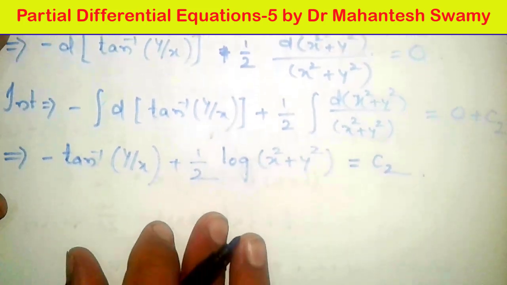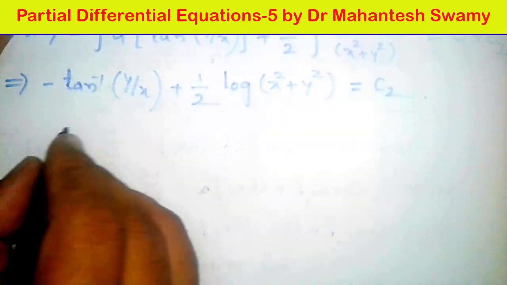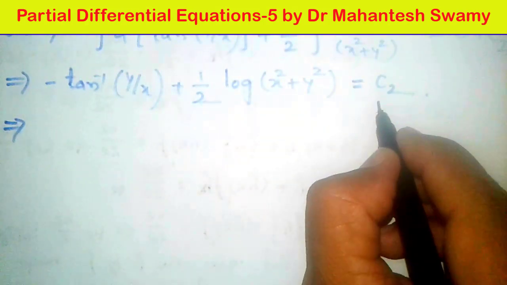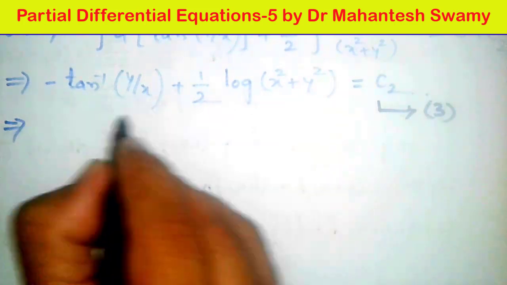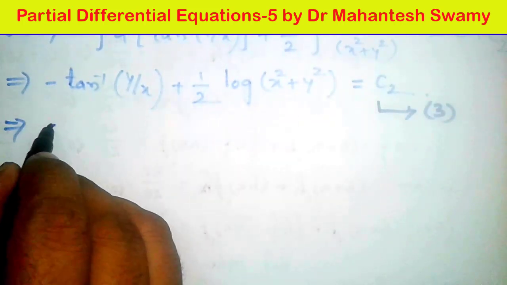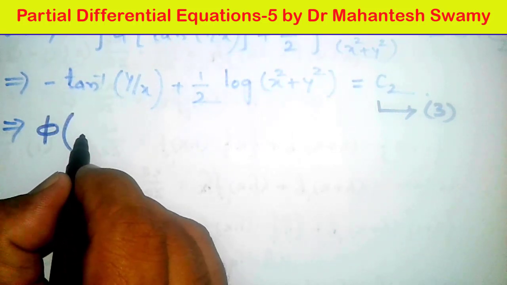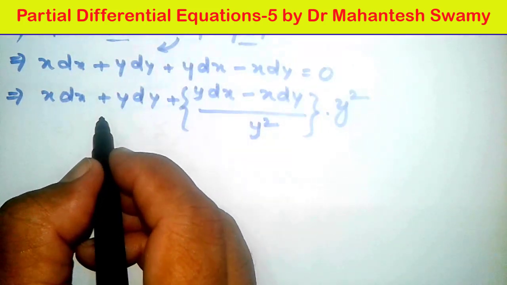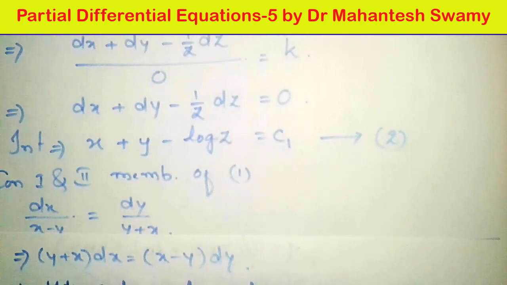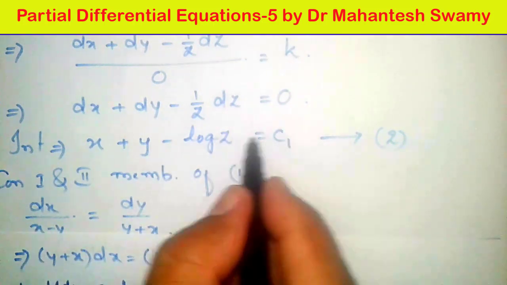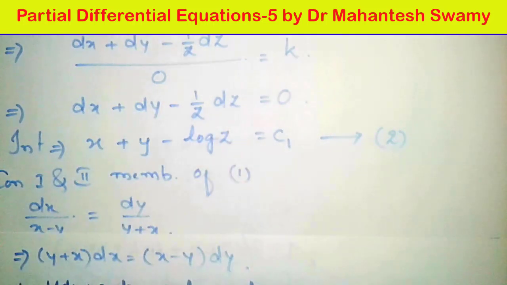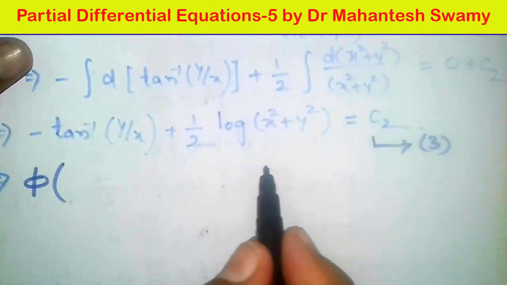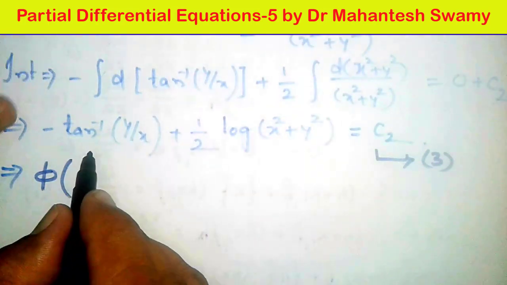Now this implies, if we call it equation number 3, from 2 and 3, the required general solution we can write as phi of the first member. I will show you what solution we obtained in the first step, that is x plus y minus log z equal to C1. This we will consider as the first member, and the term which we have obtained here in the second portion, we will use as the second member of phi.